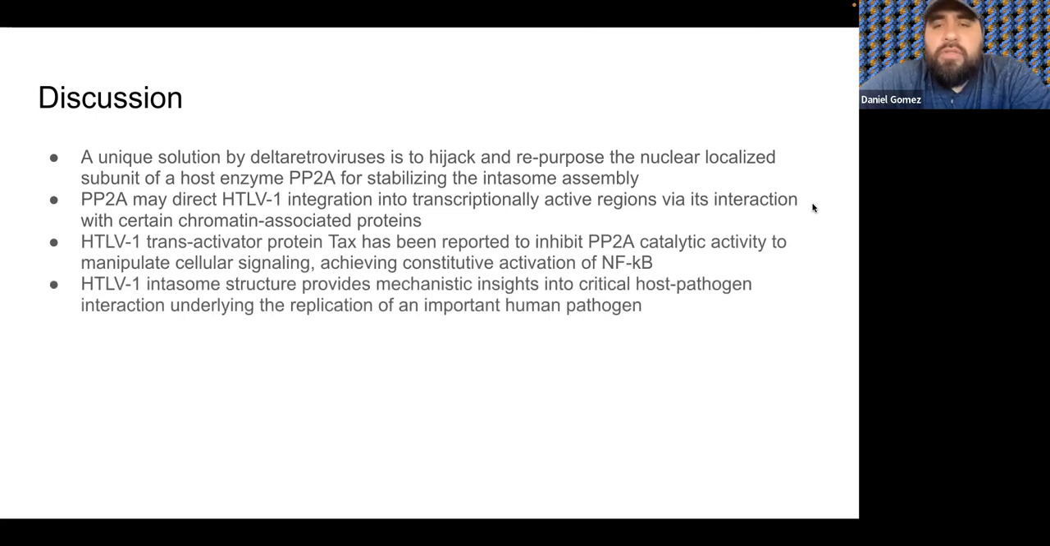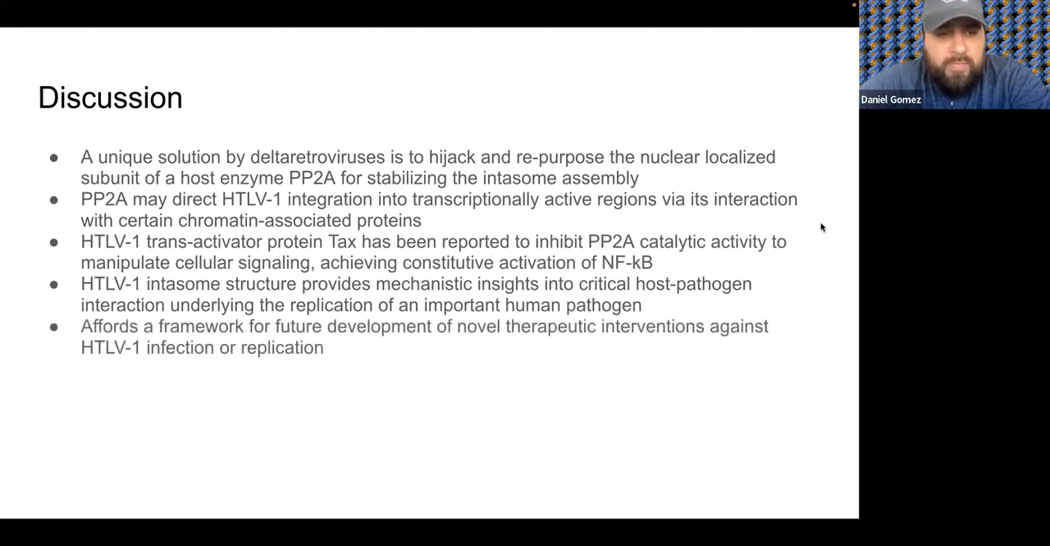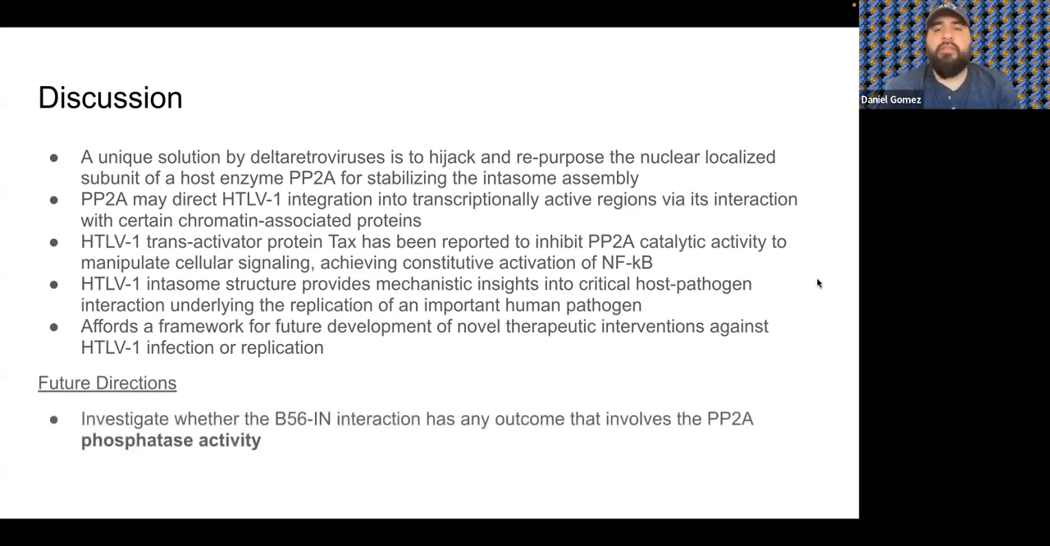So HTLV-1 intasome structure, this structure provides a mechanistic insight into the critical host pathogen interaction of an important human pathogen. And according to the paper, this framework allows for future development of novel therapeutic interventions against HTLV-1 infection and replication. Some future directions proposed by the paper were to look at the phosphatase activity of PP2A. So investigate whether the B56 IN interaction has any outcome that involves the PP2A phosphatase activity.